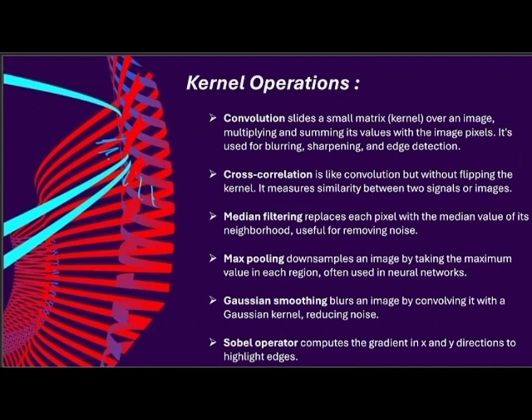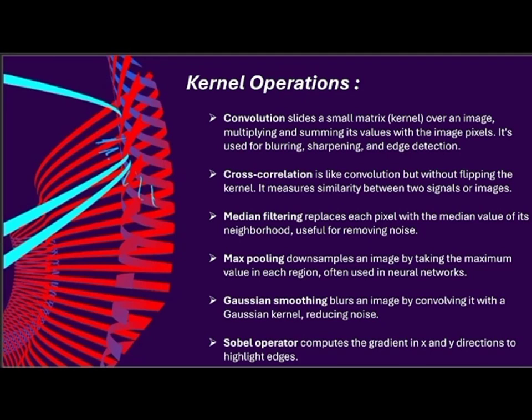The kernel has various operations. Let us see what they are. The first thing is convolution. Convolution slides a small matrix over an image, multiplying and summing its values with the image pixels. The second thing is cross-correlation. It is like convolution, but without flipping the kernel; it measures similarity between two signals or images.